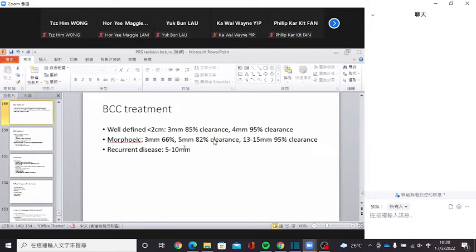So for treatment, for the margin of excision, there are different guidelines, but in daily practice, for a well-defined lesion less than 2 cm, we usually use a 3 mm radial margin for excision. Of course, a 4 mm margin will give you better clearance. However, in some aesthetically important areas, that 1 millimeter does matter. So we employ this 3 millimeter radial margin for excision.